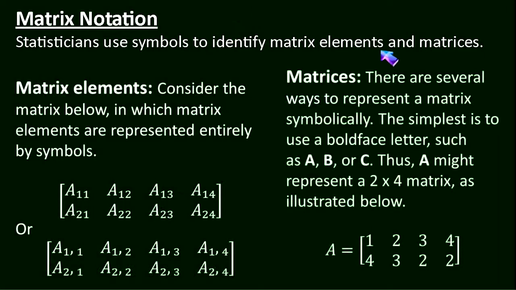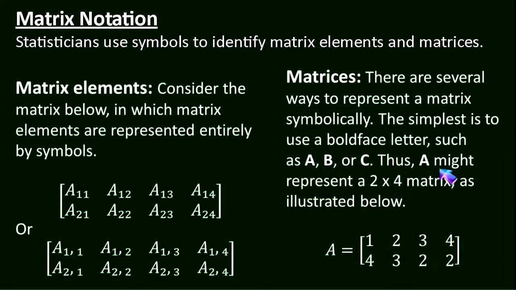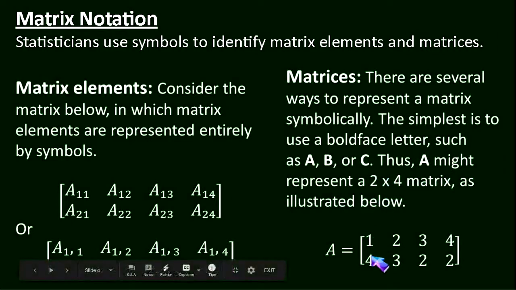So the second notation is the matrices. So here, in our illustration, this represents the matrix. So matrix A is equal to a 2 by 4 matrix. Since the 2 is the number of rows, the 4 is the number of columns. So 1, 2, 1, 2, 3, 4. So matrix A is a 2 by 4 matrix.